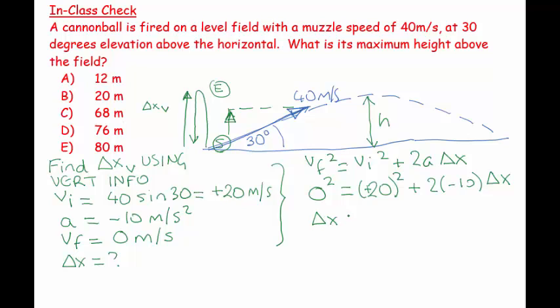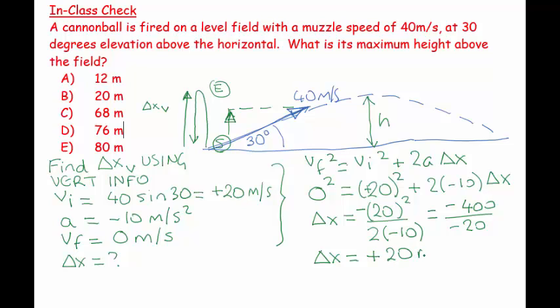So delta x is going to equal minus 20 squared over 2 times minus 10, which equals minus 400 over minus 20. Delta x is equal to plus 20 meters.